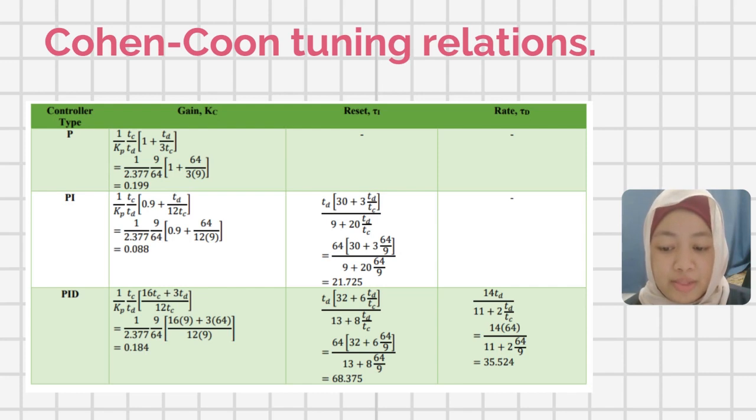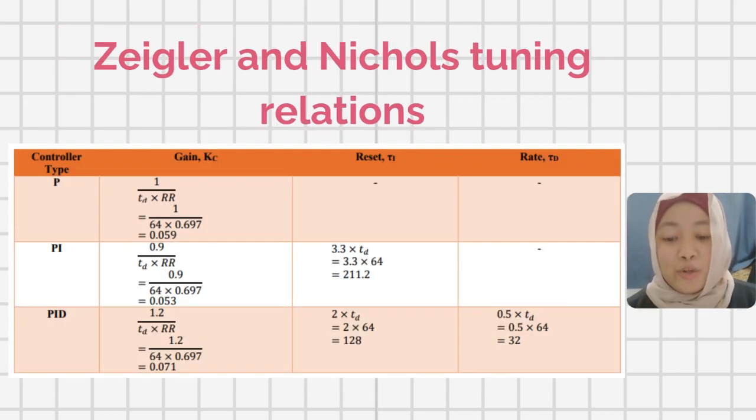We will go to our tuning method. For P we have gain, for PI we have gain and reset, and for PID we have gain, reset, and rate. And here we can see the main difference between Ziegler-Nichols and Cohen-Coon is that Ziegler-Nichols provides a quick and straightforward method to tune PID controller.